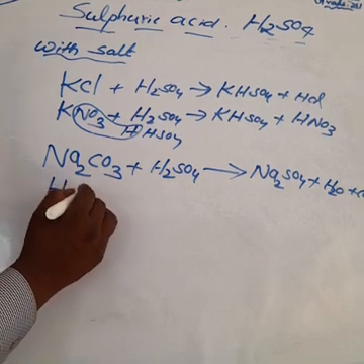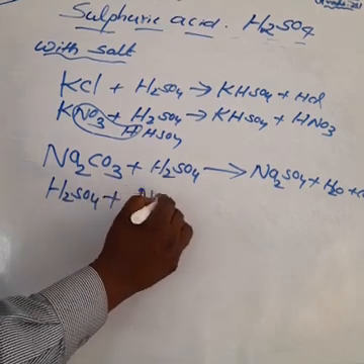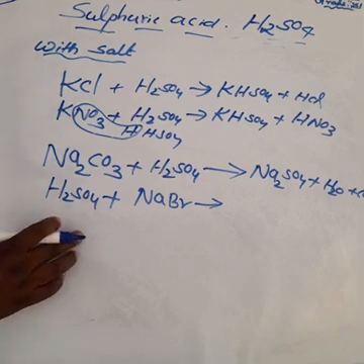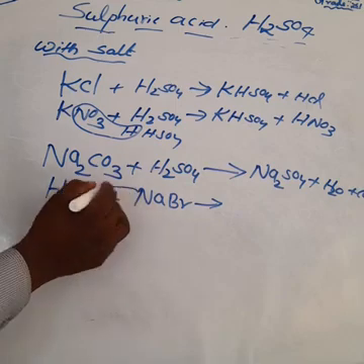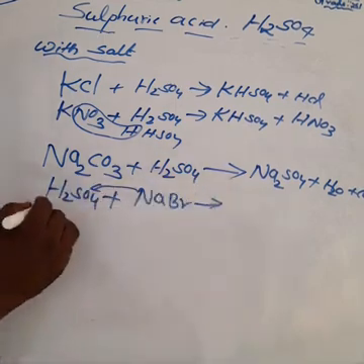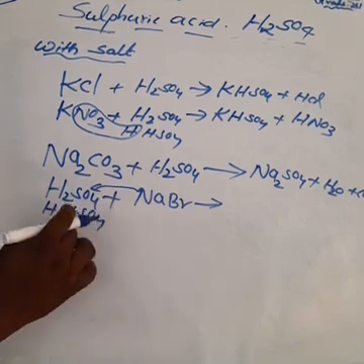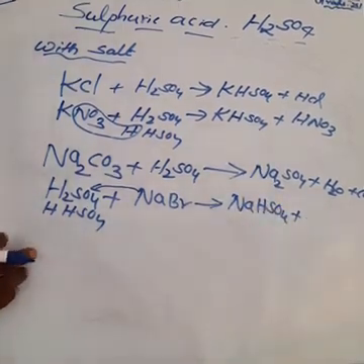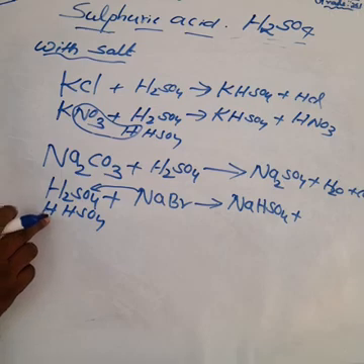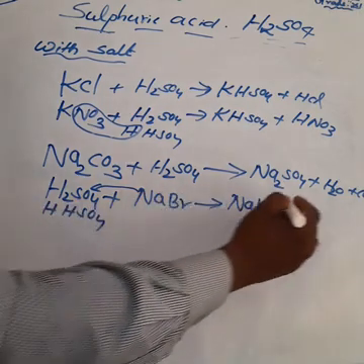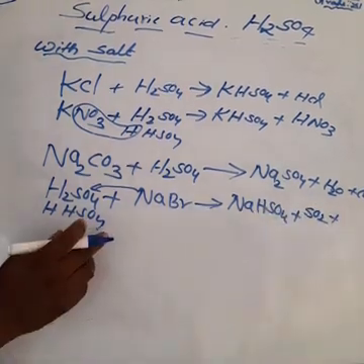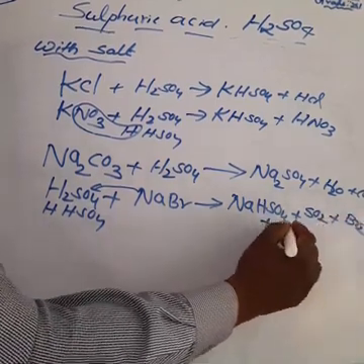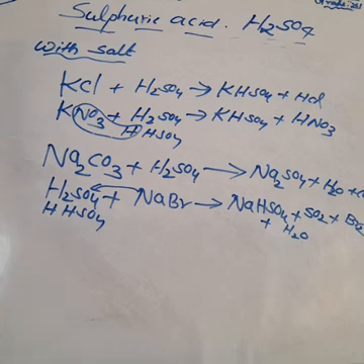Sulfuric acid reacts with sodium bromide salt, that is NaBr. Here the sodium combines with the sulfuric acid. The sulfuric acid can be written as HHSO4. So sodium combines with bisulfate to form NaHSO4 plus sulfur dioxide gas, SO2. Sodium bromide is converted to Br2. And also we get water, H2O.